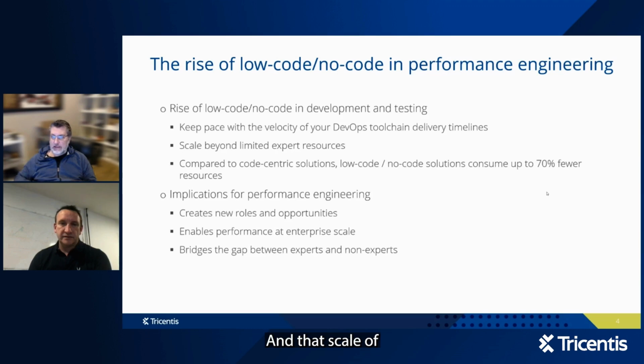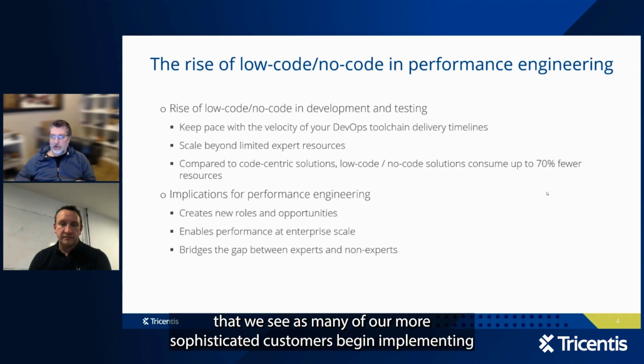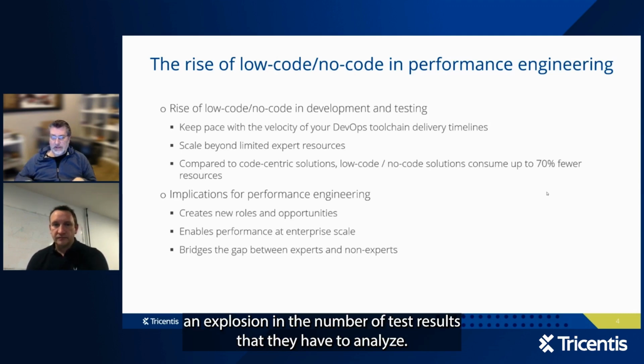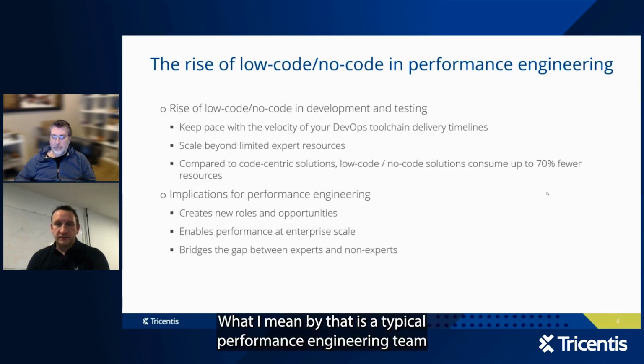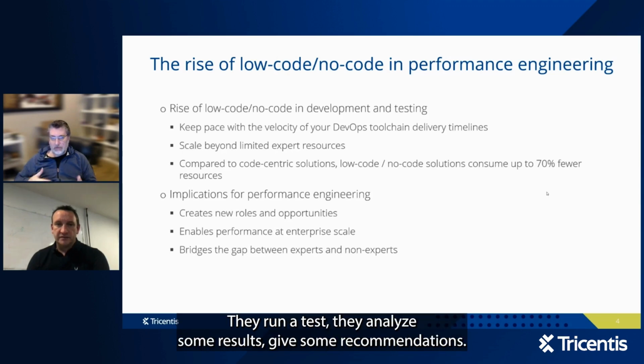And that scale of expertise that you have in-house, one of the biggest problems that we see as many of our more sophisticated customers begin implementing performance engineering directly into their CI pipelines is that they see an explosion in the number of test results that they have to analyze. What I mean by that is a typical performance engineering team maybe has 2 or 3 performance test results to analyze each week. They run a test, they analyze some results, give some recommendations.